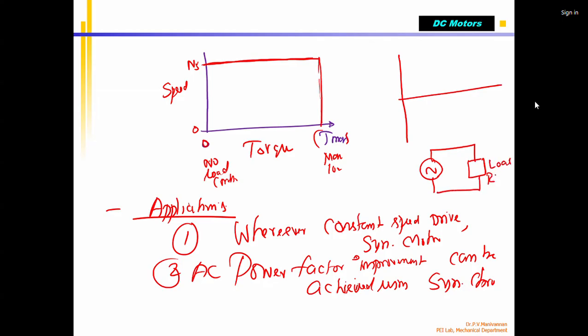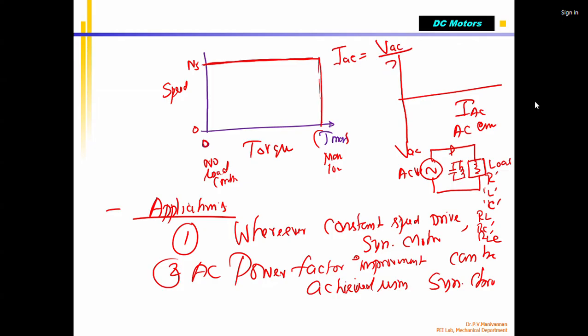The load can be a pure resistance, or a pure inductor, or a pure capacitor, or a combination of RL, RC, or RLC. That means it can be just a resistance alone, or a coil, or a capacitor, or a combination of any three. I am applying AC voltage. When I apply AC voltage, an AC current will flow. I say I_AC equals V_AC divided by Z, where Z is called the impedance.